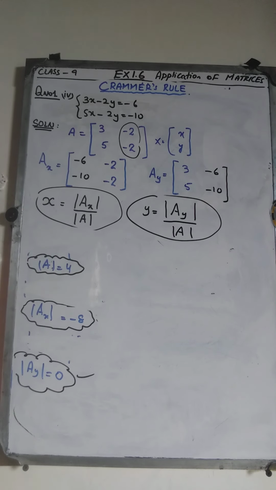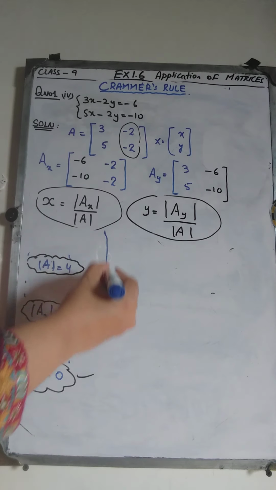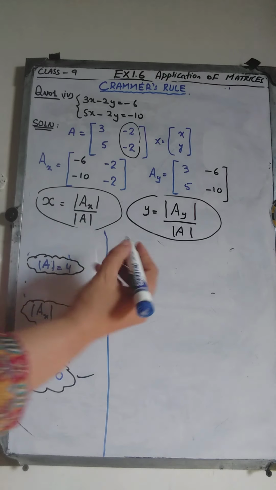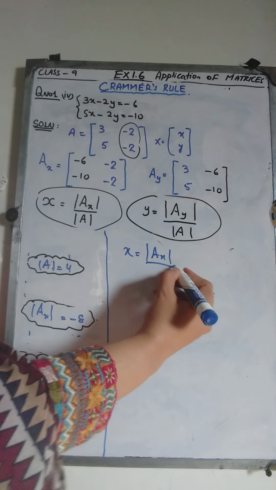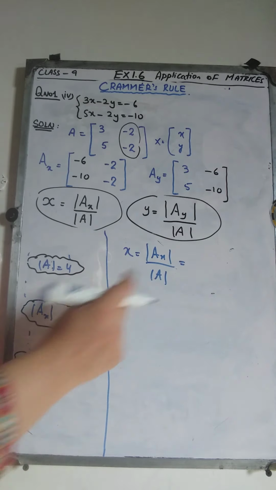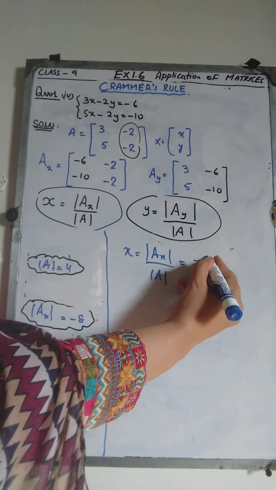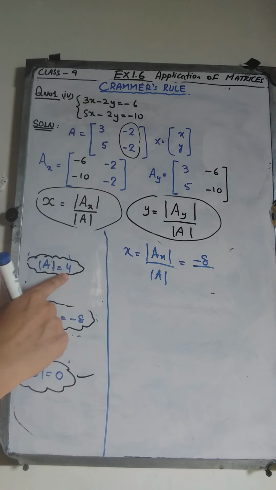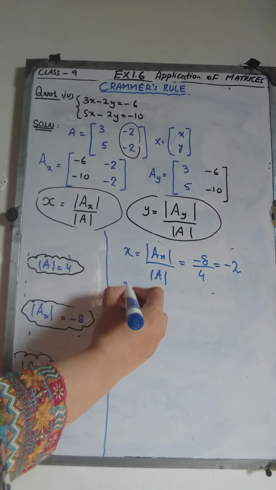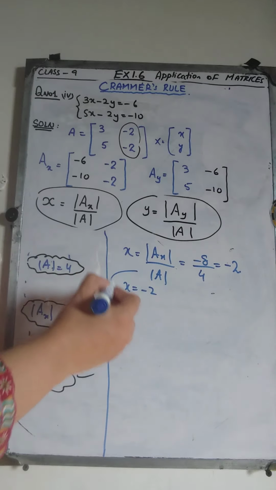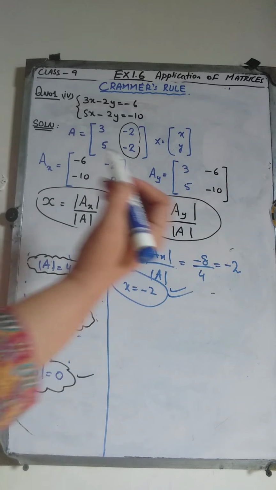here we need to calculate X and Y, and we need determinant of A, determinant of AX which is -8, and determinant of AY which is 0. Okay. So here now we calculate the value of X. To calculate the value of X, we need determinant of AX over determinant of A. Now determinant of AX is -8 and determinant of A was 4. So the answer is -2. So X is equal to -2. This is, we got the value of X.